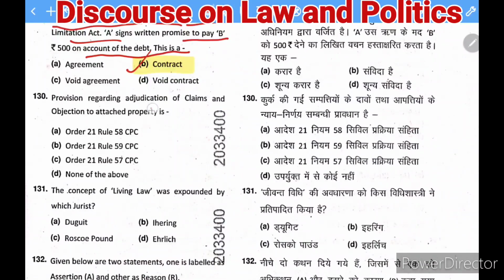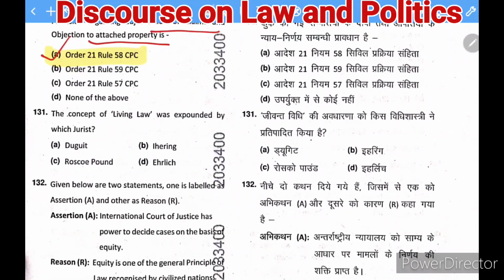Provision regarding adjudication of claims and objections to attached property is given under which order and rule of the CPC? It is given in Order 21 and Rule 58 of the CPC. The concept of living law was propounded by whom? Who was the man who said that it is the living law? And the right answer of this question is that living law was propounded by Ehrlich. So this is the correct answer.